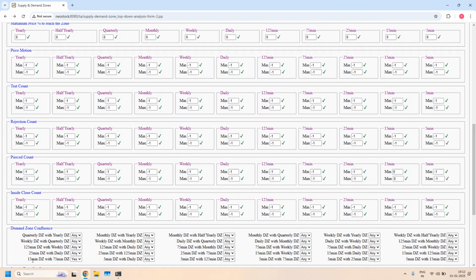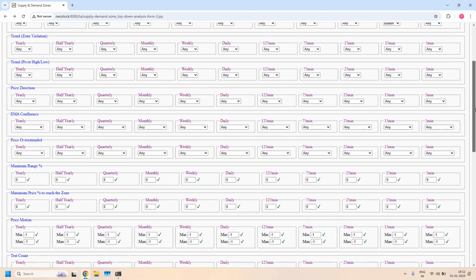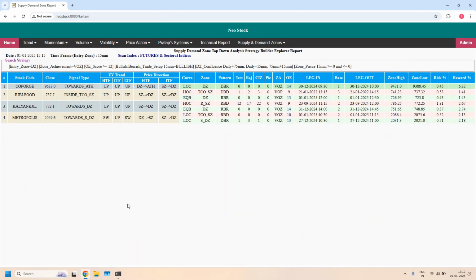First filter is already enabled, 15 minutes with 75 minutes zone confluence. Next, 15 minutes demand zone with daily demand zone confluence. And 75 minutes demand zone with daily demand zone confluence. All the filters are enabled. With all the 3 filters, LTF, ITF and HTF demand zone confluence, we got 4 stocks.